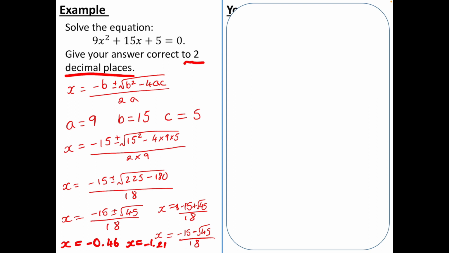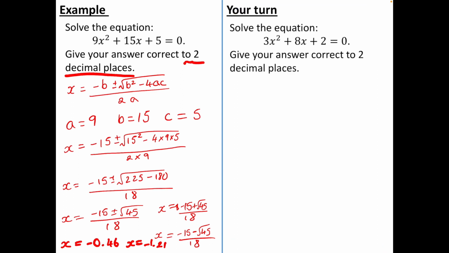Can you please pause the video here and write this down as an example? I know there are a lot of lines, there are a lot of steps. The more you practice them, the quicker you will be able to do them later. Okay, and please have a go at the one on the right.